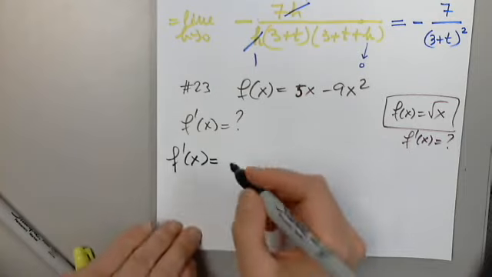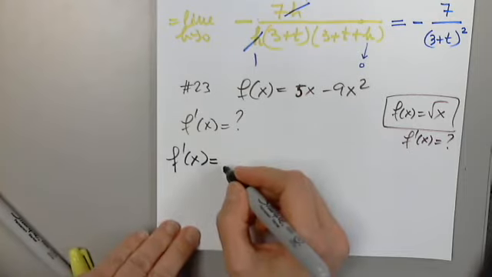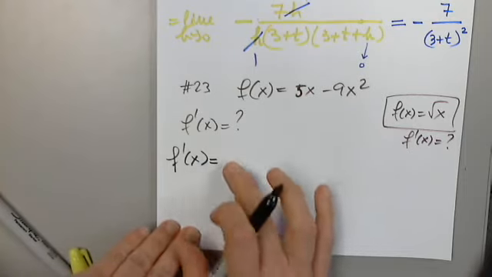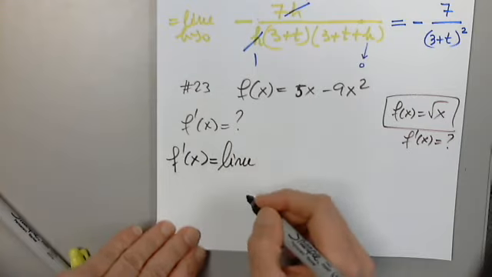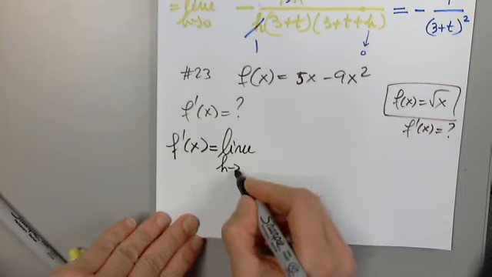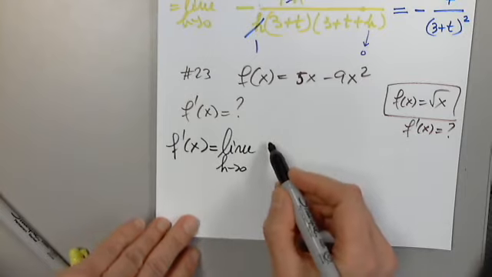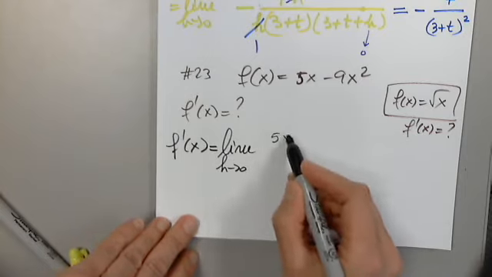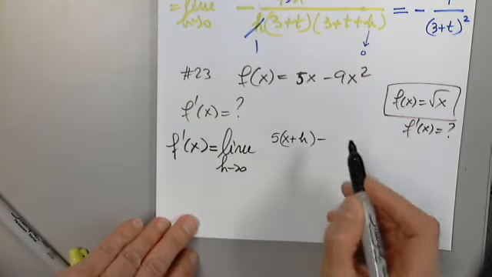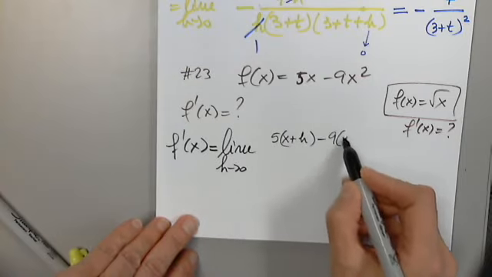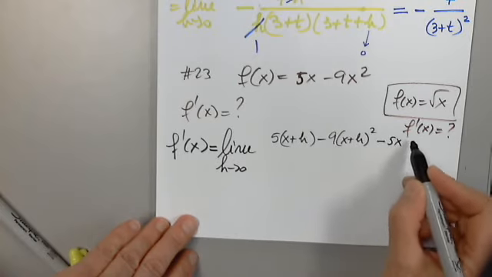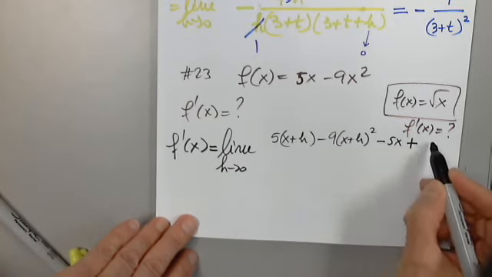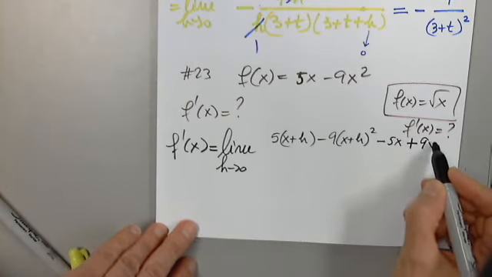Write the difference quotient. So the limit as h approaches 0 of 5 times x plus h, minus 9 times x plus h squared, minus 5x plus 9x squared.